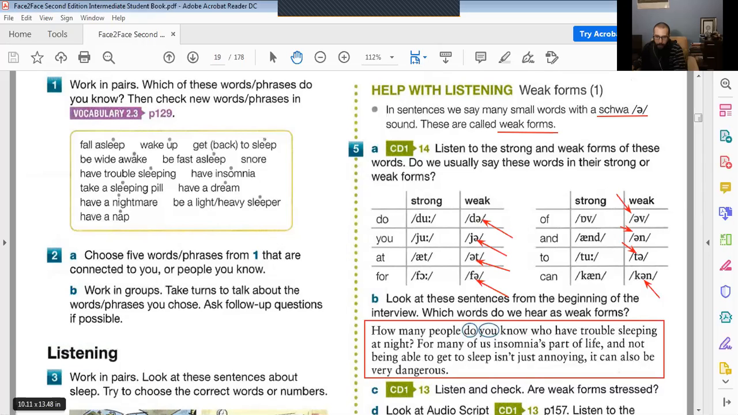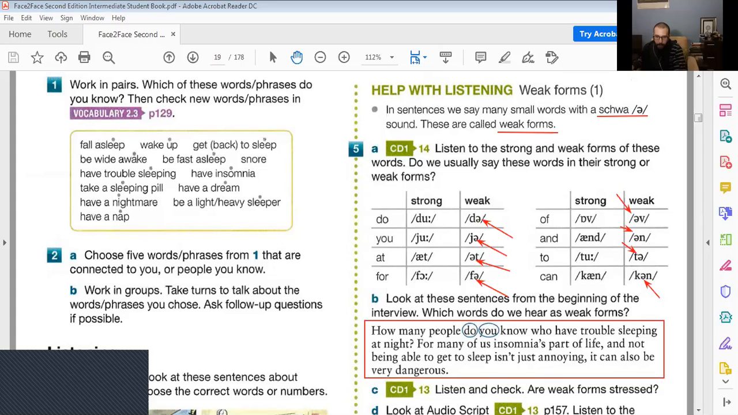How many people do you know who have trouble sleeping at night? For many of us, insomnia is part of life, and not being able to get to sleep isn't just annoying, it can also be very dangerous.